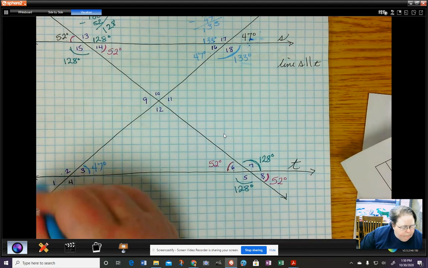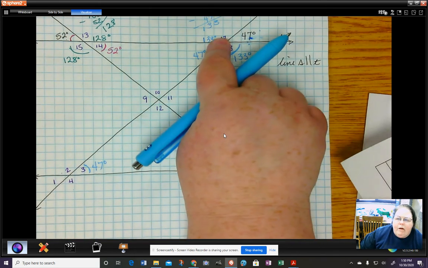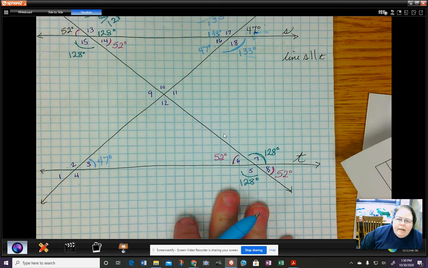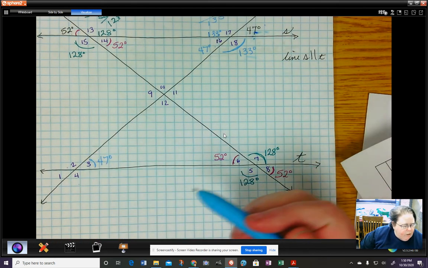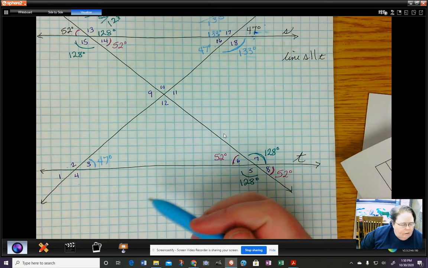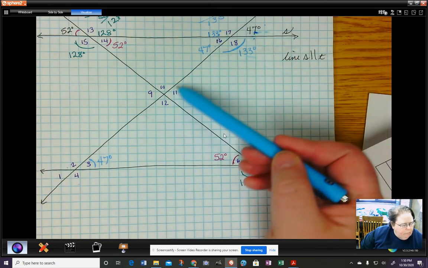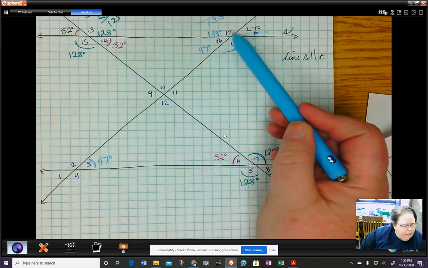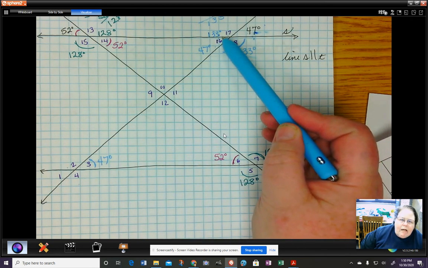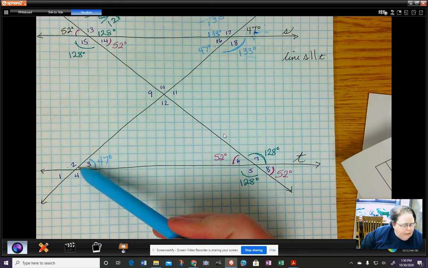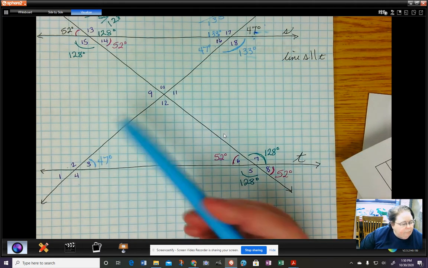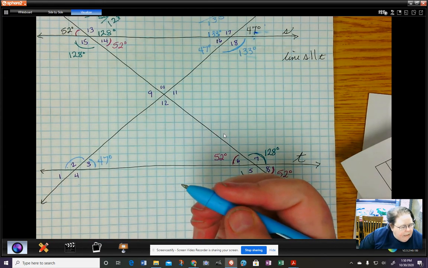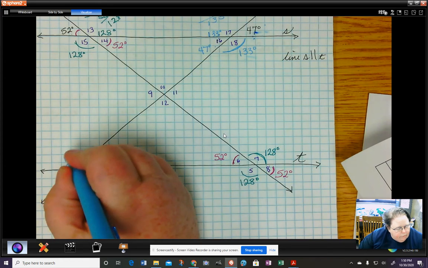Now I can work through this one the same way as I did this one up here, or I can just match the corresponding angles. Okay, so 17 would match to what number? Well, if I travel down the transversal, it's on the left-hand side and it's on top of the line. So it's on the left-hand side, the 2, and the 2 is on top. So 2 and 17 are corresponding angles. So that's 133 degrees.